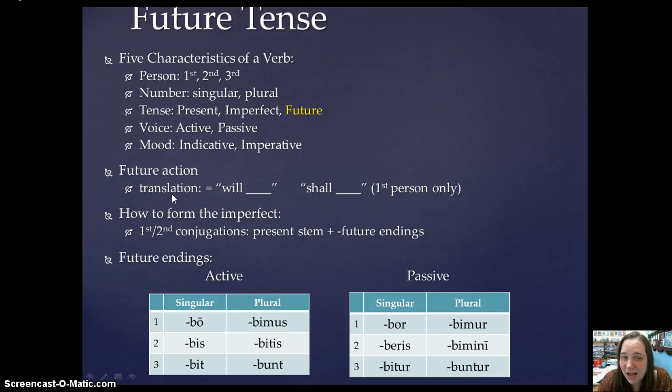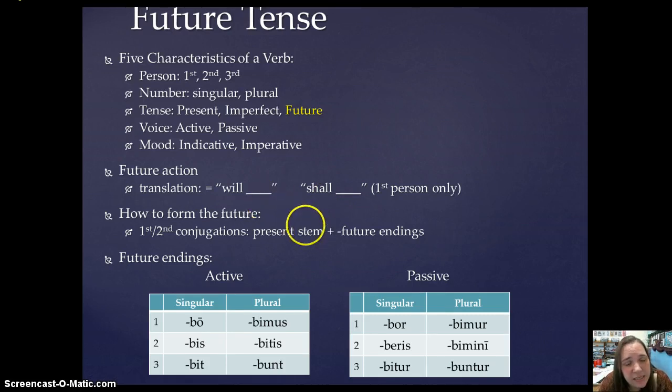Future shows future action. Pretty straightforward. And the way that the future translates is "will" blank. You actually can translate the future "shall" blank as well, but you can only use the word "shall" with the first person. So you can say "I shall" or "we shall," but that's it.